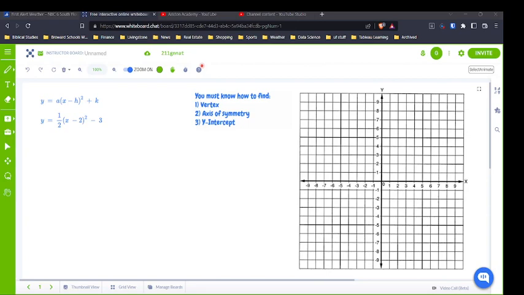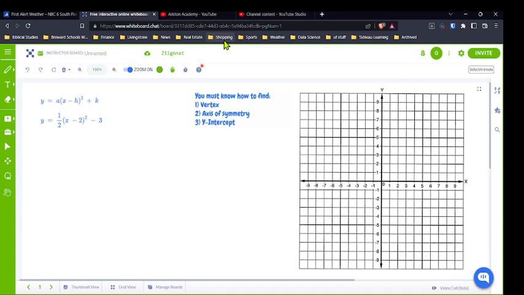Hey everyone, I wanted to do this video today on vertex form quadratics. First thing I want to do is talk about what the vertex form looks like. Okay, it's the first equation on the left here. y equals a(x minus h) squared.